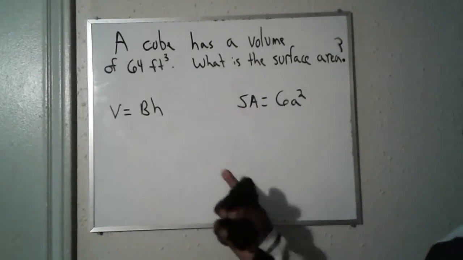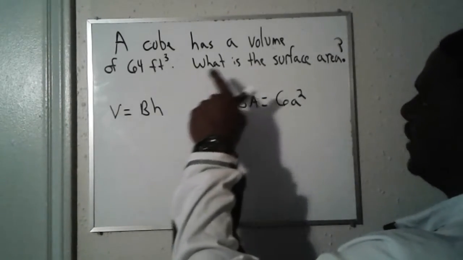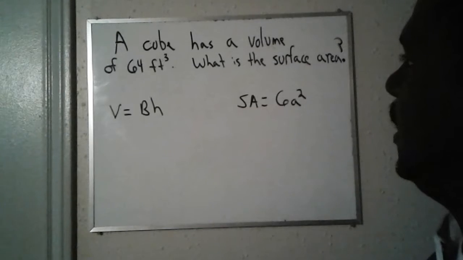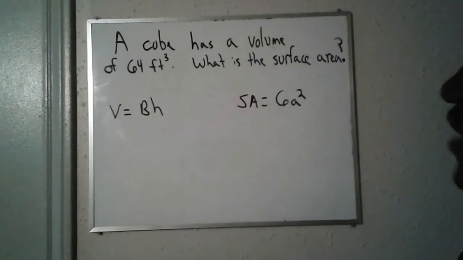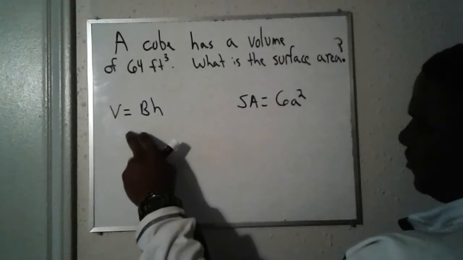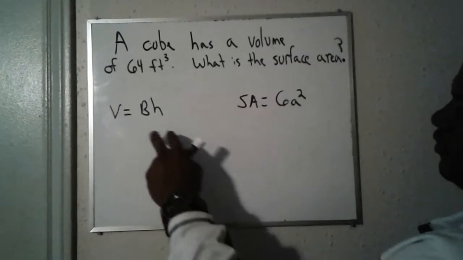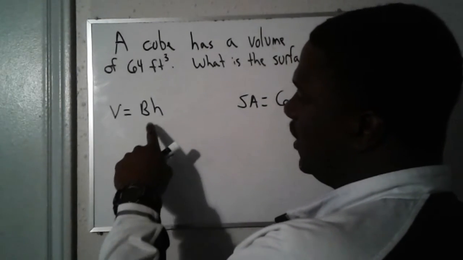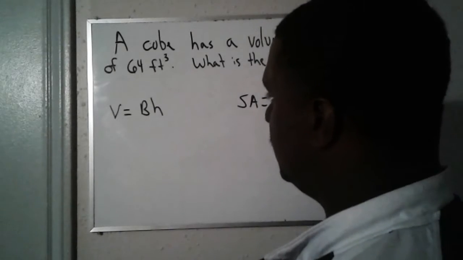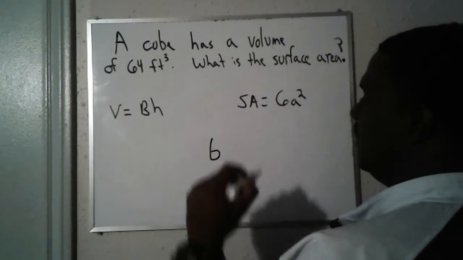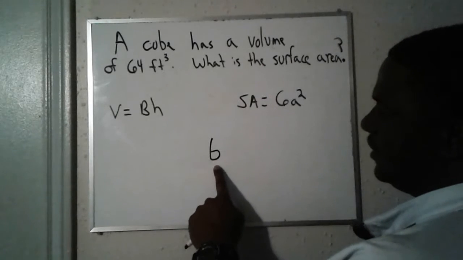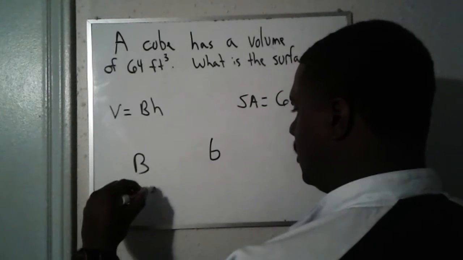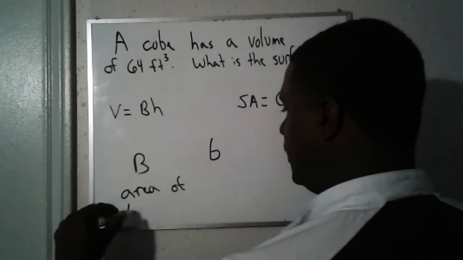Same type problem. Anytime you have a problem, it says a cube has a volume of 64 feet cubed, and what is the surface area? Two things you got to know. With volume, I use this formula because with this formula for volume, you can find all prisms. A lot of times people get this mixed up when they see this lowercase b. This means the base, this capital B, is the area of the base.